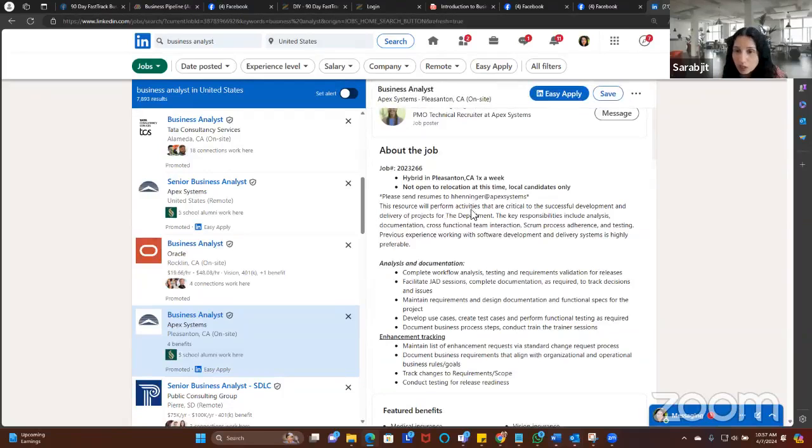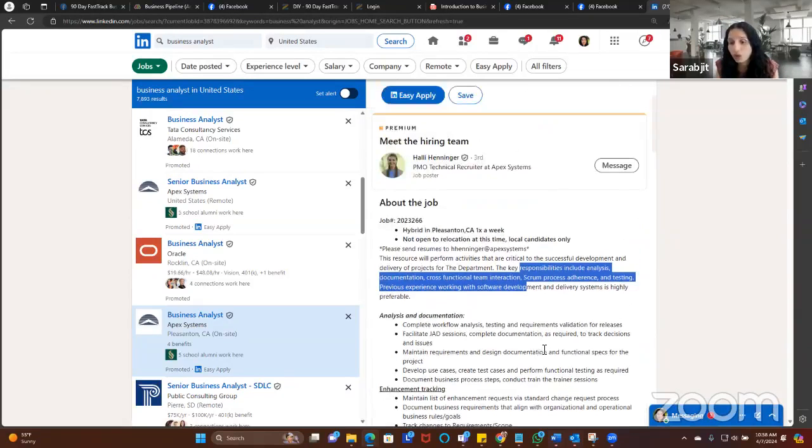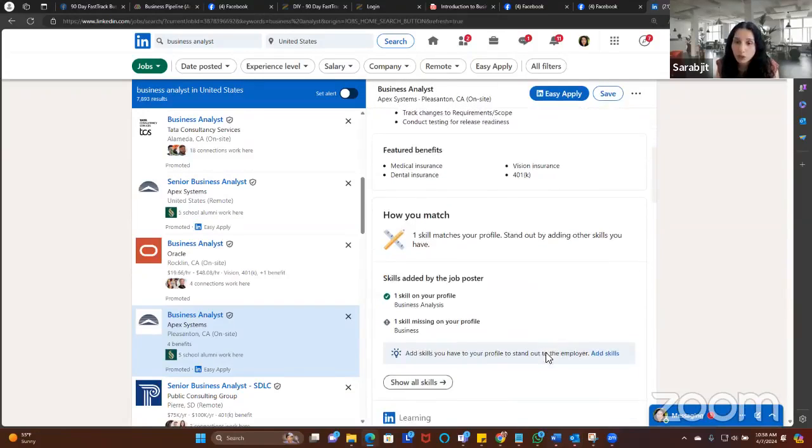So this one is, okay, here again, business analyst. The resource will perform activities that are crucial to the successful development and delivery of projects. Key responsibilities include analysis, documentation, cross-functional team interaction, Scrum process adherence, and testing. So again, this tells me that this is going to be a hybrid approach. I think we looked at 4 business analyst positions, and out of the 4, 3 are requesting some sort of a hybrid experience and approach.